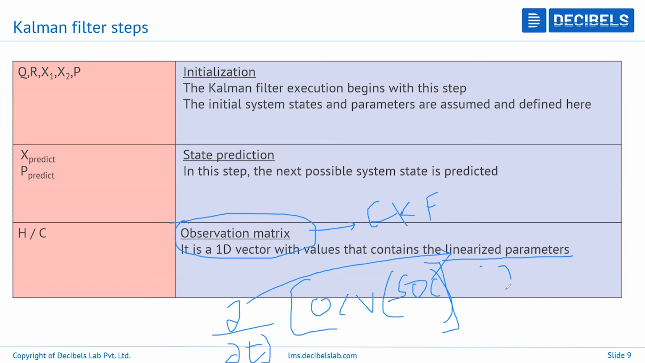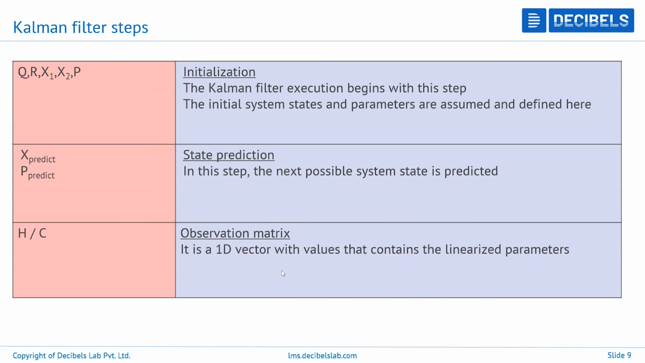Another way is taking the partial derivative with respect to SOC itself. So d by d SOC of open circuit voltage. So again, OCV is a function of SOC. Okay. So these are the ways in which you can consider some amount of linearized parameters. So that's basically what your observation matrix does.